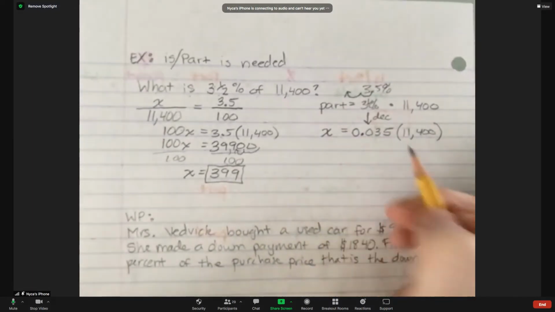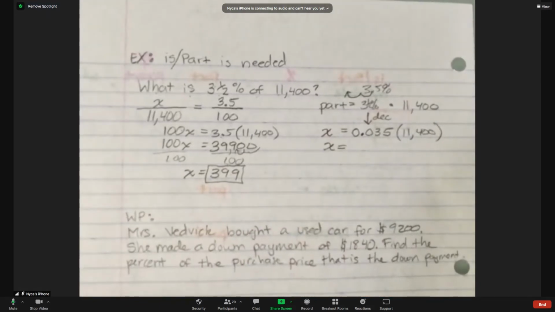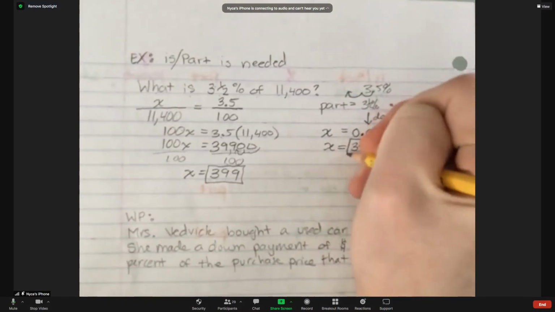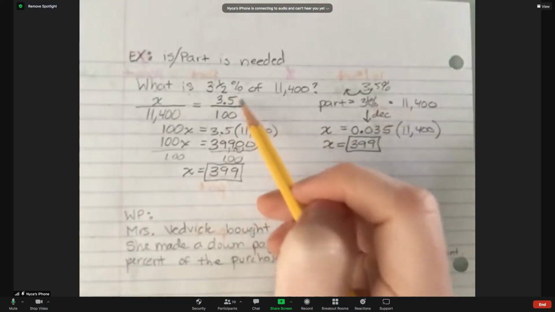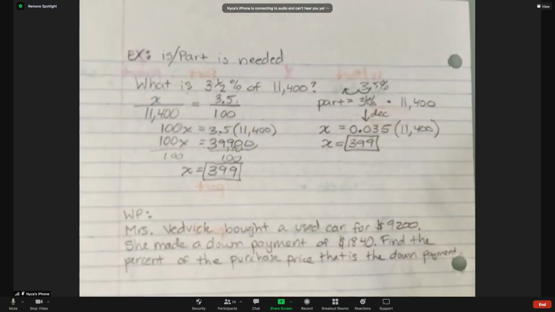Then you go ahead and you multiply this. So x equals, you punch in 0.035 times your 11,400, and then you get 399. So whichever way you like, again, this one here, you don't have to worry about the percent. This one you have to remember to convert it to a decimal.